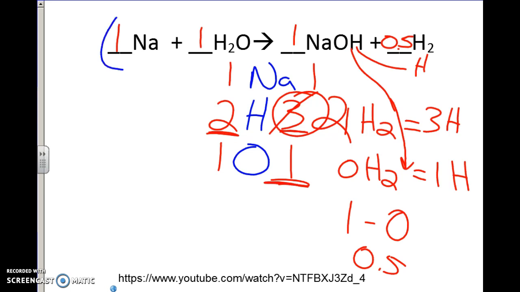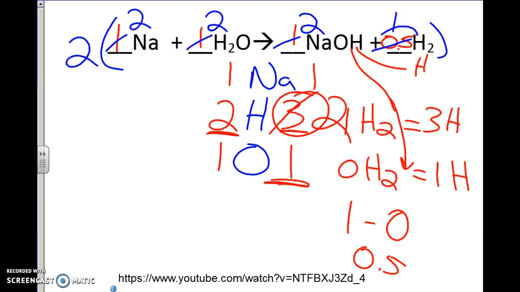The problem, though, is we have to multiply the whole thing by 2 to get rid of that 0.5. So this would turn into a 2. This would turn into a 2. This would turn into a 2. And 0.5 times 2 is 1. So that is the correct balanced equation. We will use this 0.5 method a lot today and tomorrow. Pause it, take a look at it, rewind it if you need to, and we are off to the next problem.